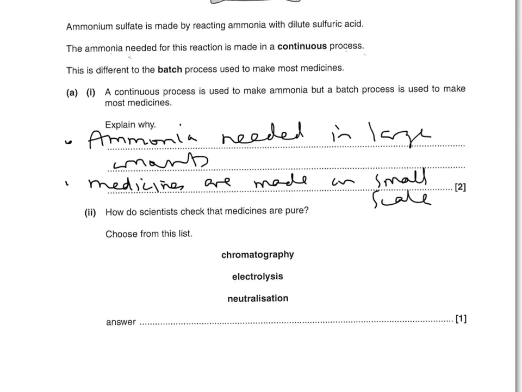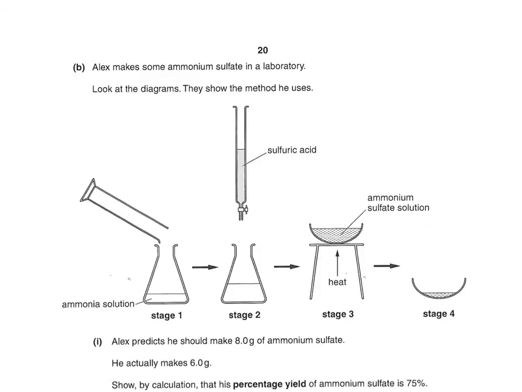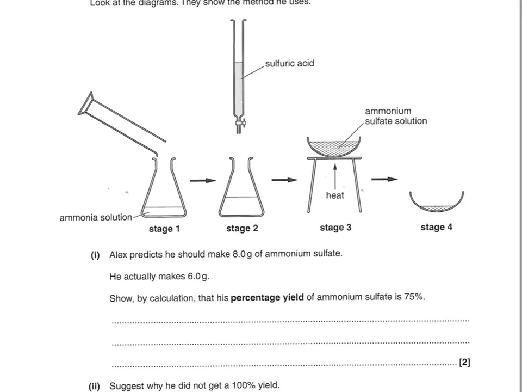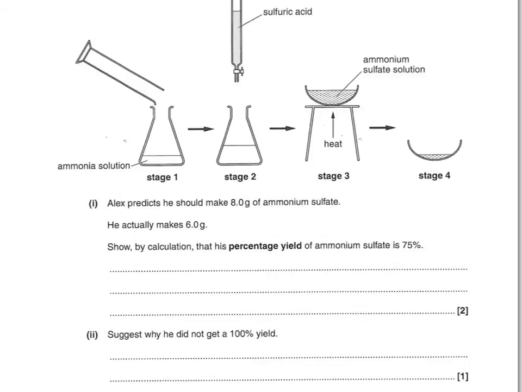Next question, how do scientists check that medicines are pure? So to check purity, you use chromatography. So there's your answer there. Then Alex makes an ammonium sulfate in a laboratory. Look at the diagrams, they show the method he uses. There it is. Alex predicts he should make 8 grams of ammonium sulfate. He actually makes 6. It says, show by calculation that his percentage yield of ammonium sulfate is 75%.